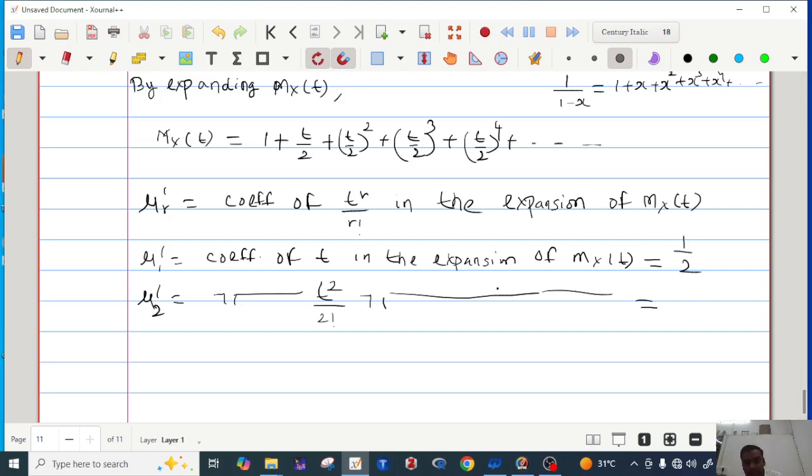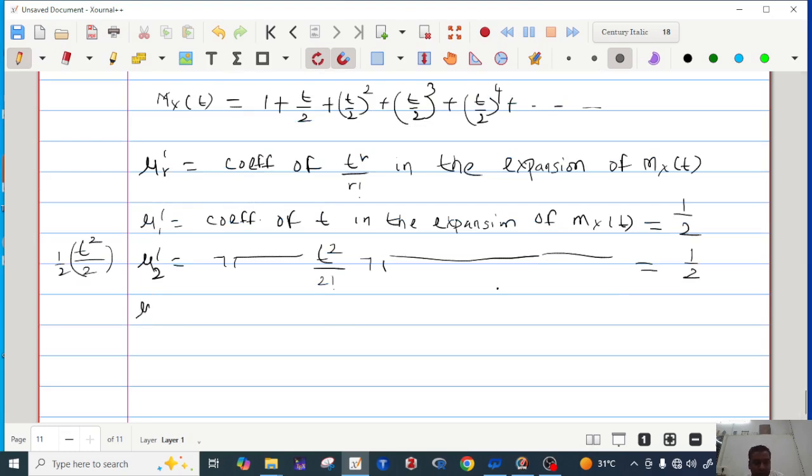What do you get? You observe this. This is t square upon 2 square, that is 4. So the coefficient of t square upon 2 factorial is, again, 1 upon 2. Mu3 dash, this is the coefficient of t cube upon 3 factorial, nothing but the coefficient of t cube upon 6.